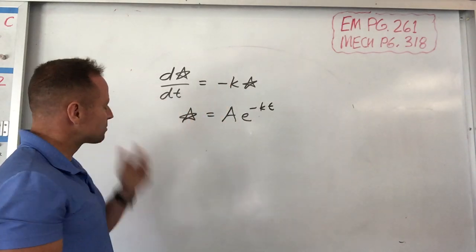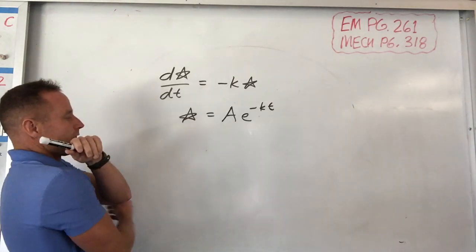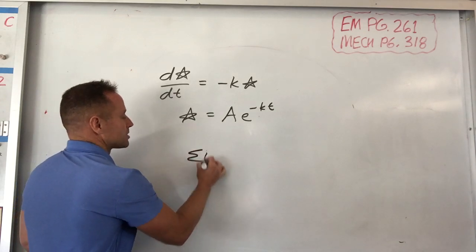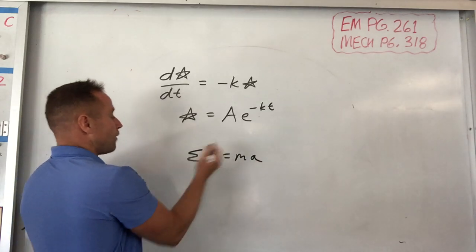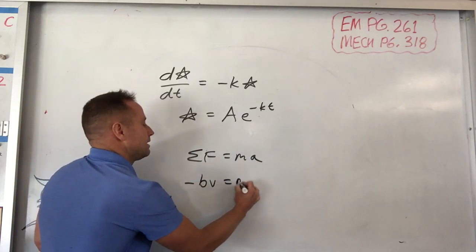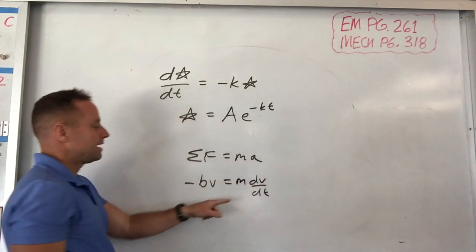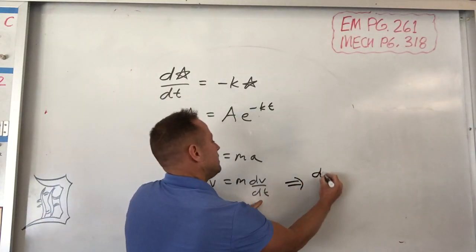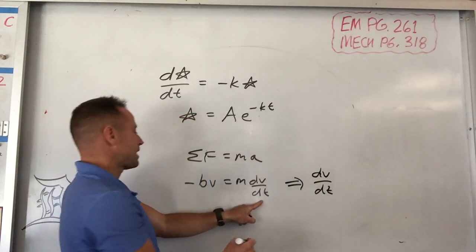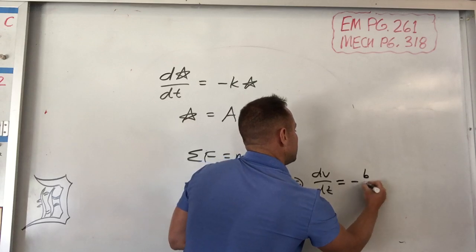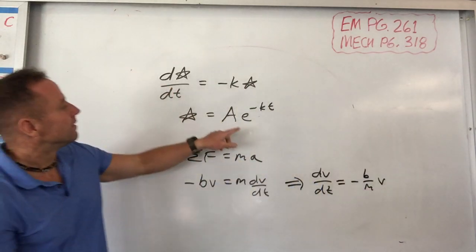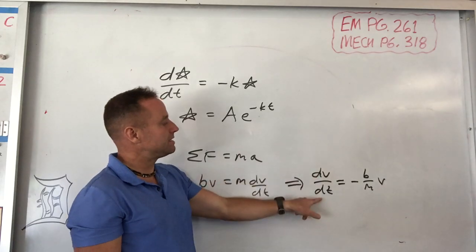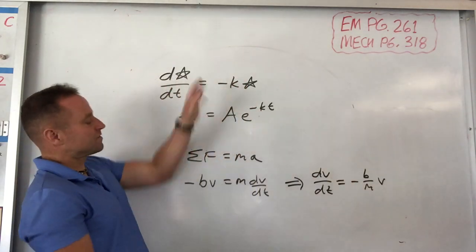The place where you see that, an easy example, would be strict motion with drag. If you did F equals ma with drag, then your force would be minus bv, if it's linear drag, equals m dv dt. And if you play around with this to transform it to look like this, it would be dv dt equals minus b over m v. Well, these are the same, because you have d star dt equals minus a constant times star, and this is dv dt equals minus a constant times v. So these are going to have the same solutions.